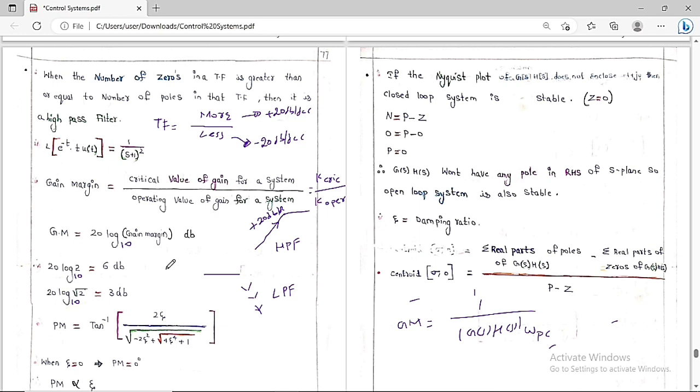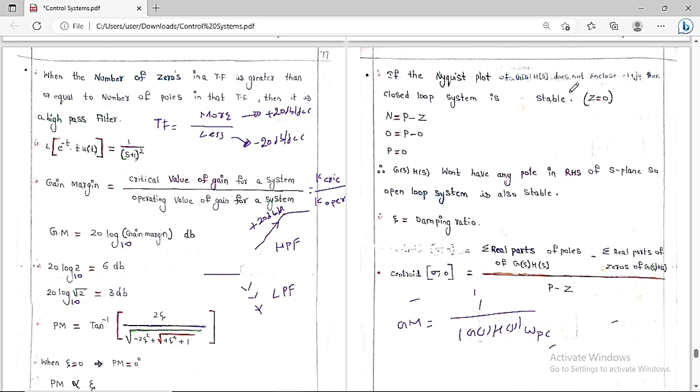Let me tell you. Listen, this is the open loop transfer function G(s)H(s). That means the Nyquist plot of G(s)H(s) is not going to enclose the -1 + j0. So what is the meaning of this? Simply we can say, for this open loop transfer function, there are no poles in the right half of the s-plane. So P is equal to 0.